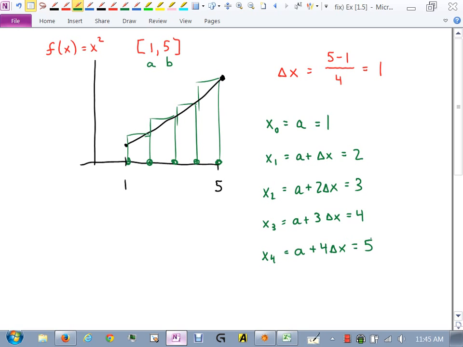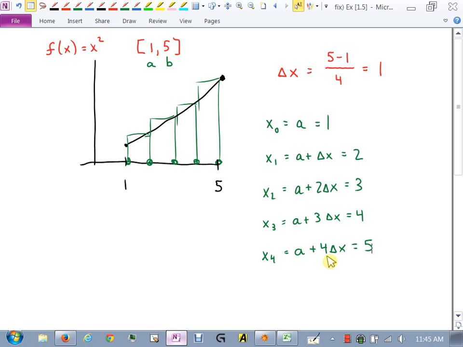I hope that makes sense. That makes sense? I mean, you could have said that x2 is x1 plus delta x, couldn't you? Or you could have said x3 is x2 plus delta x. But what we're doing is all of our formulas here, all of these have something in common. The only thing that changes is the coefficient of delta x, doesn't it? And that is going to be key to coming up with the general formula.